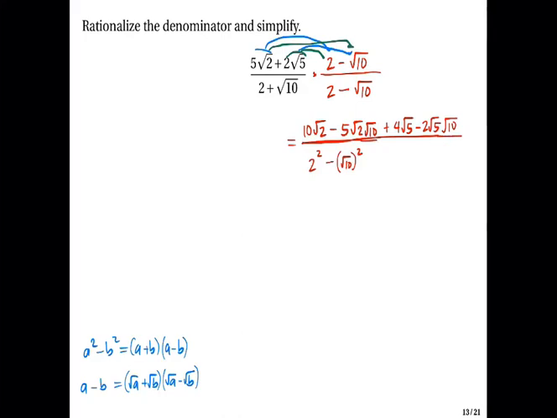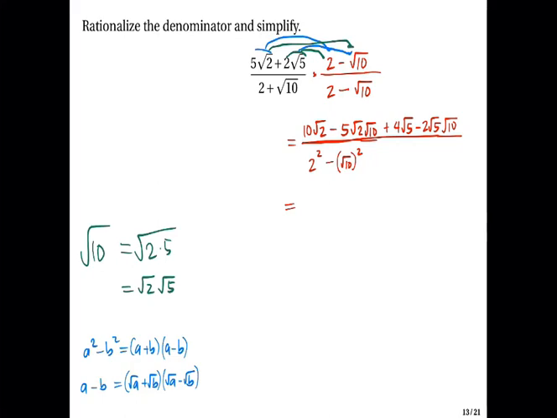Now, square root of 10, let me write it here. Square root of 10. Note that 10 is 2 times 5. So square root of 10, this is square root of 2 times 5, which means this is just square root of 2 square root of 5. Correct? So let us do that to the square root of 10s that we see in here. Okay?